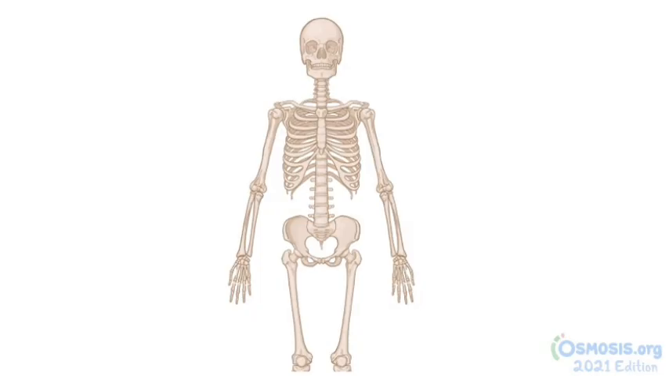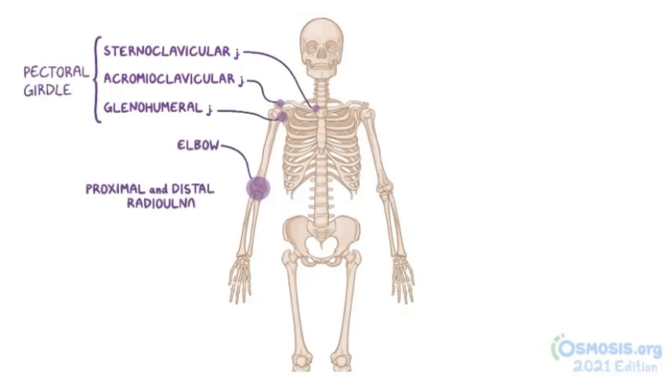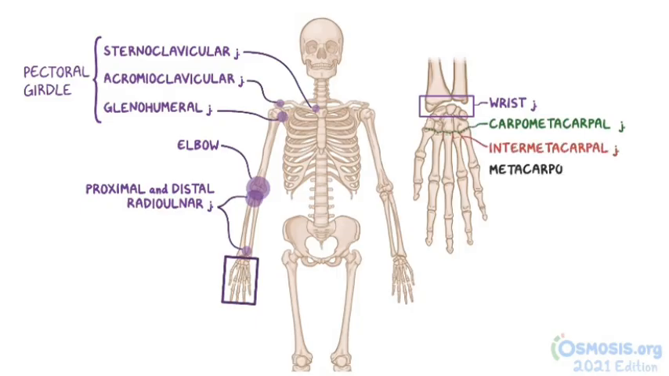Joints are structures in which bones meet to either permit movement or provide stability. There are plenty of them in our upper limbs. We've got the sternoclavicular, the acromioclavicular and the glenohumeral joints in the pectoral girdle, the elbow, the proximal and distal radio-ulnar joints in the forearm, the wrist joint, and the joints of the hand, which include the carpometacarpal, the intermetacarpal, the metacarpophalangeal, and the interphalangeal joints. So let's get acquainted with the first two of these joints.